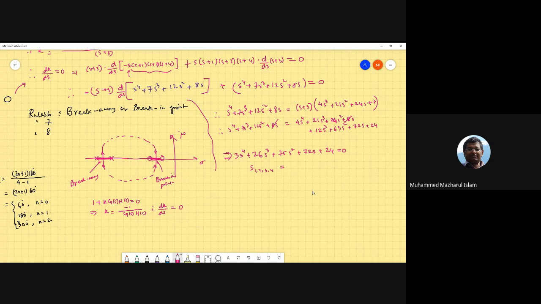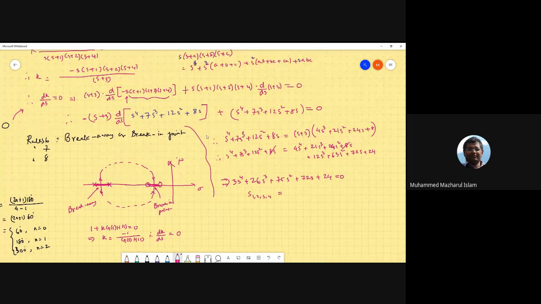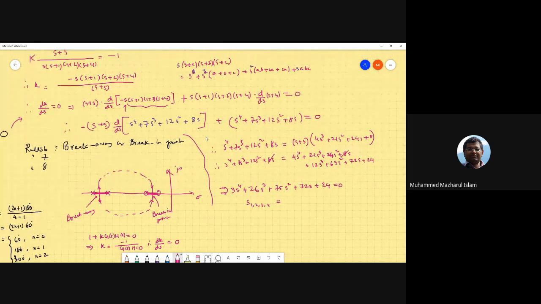Okay? So can you check and tell me where we have made a mistake? Did we make a mistake with the polynomial? Check it out. And after checking, tell me, where do you think we have made the mistake?